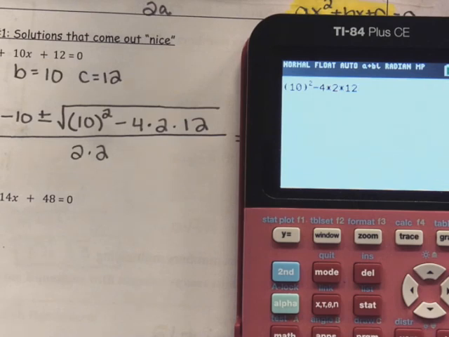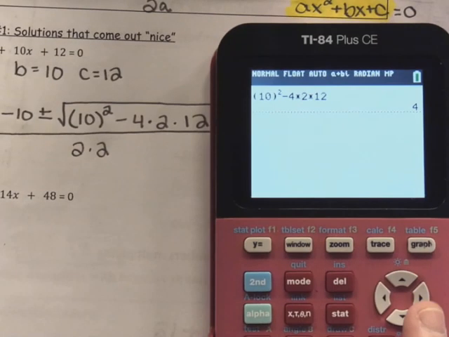Parentheses, 10, close it, square it, minus 4 times 2 times 12. Now I know I used my graphing calculator, but the scientific ones are going to work the same. You can type all that in. Your calculator is capable of handling that. If you typed it in with me, hit enter. Did we get 4?